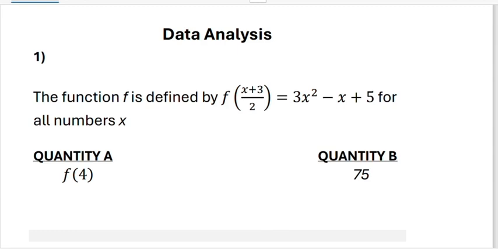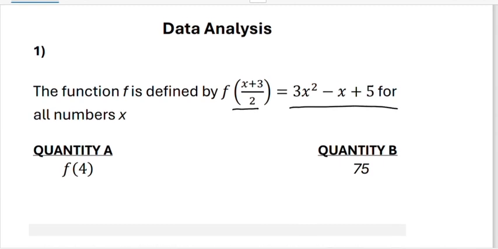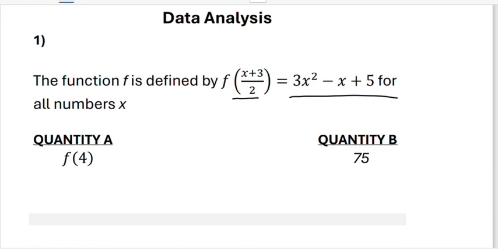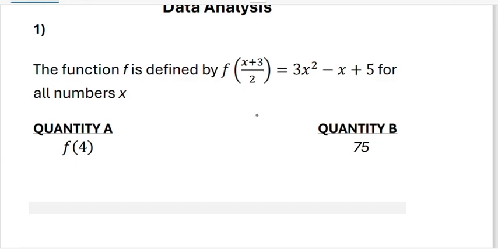So for the very first question, we are given this function of x and we are asked to compare quantity A, which is f of 4, and quantity B, which is 75. The first thing that we're going to do here is transform f of 4 to be in this form. That simply means that we have to find the value of x for which 4 is equal to (x plus 3) over 2. That implies that x is equal to 5. 5 plus 3 is 8, over 2 is 4, so x is 5.